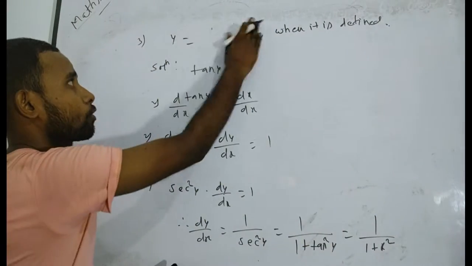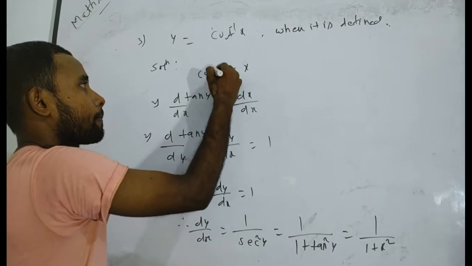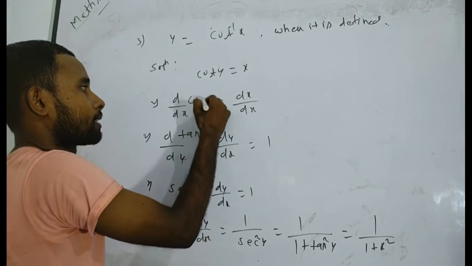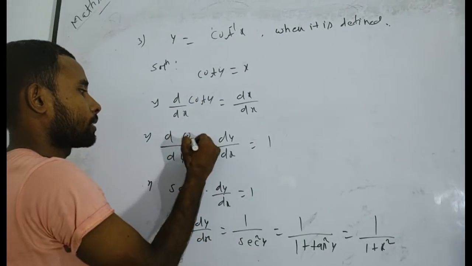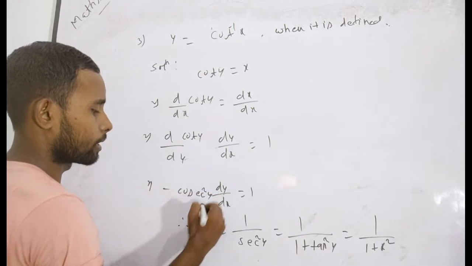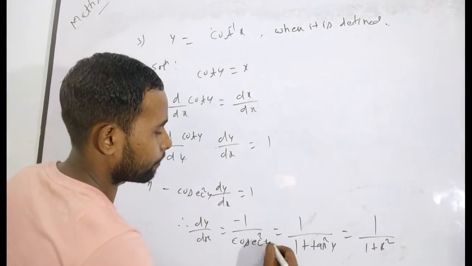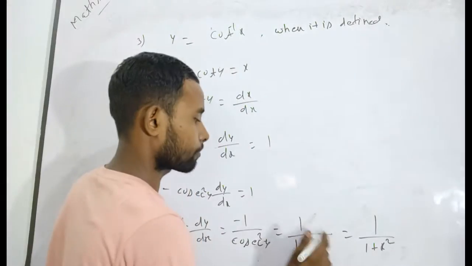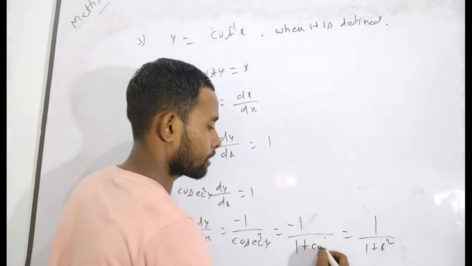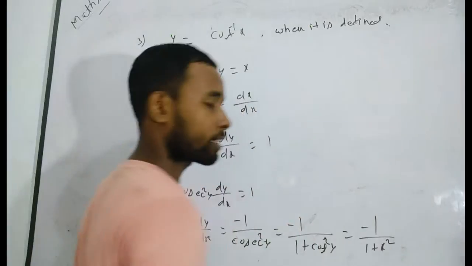Suppose cot inverse x is given. In that case it becomes cot y. It becomes minus cosec square y, which is 1 plus cot square y, and it will be minus 1 upon 1 plus x square.